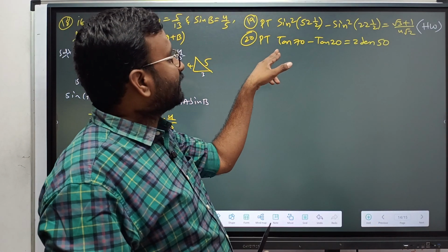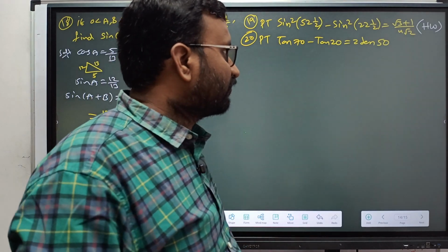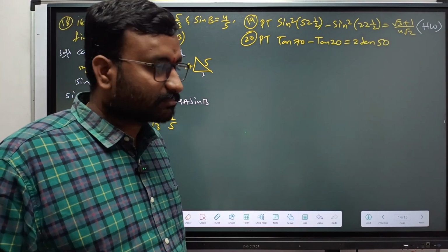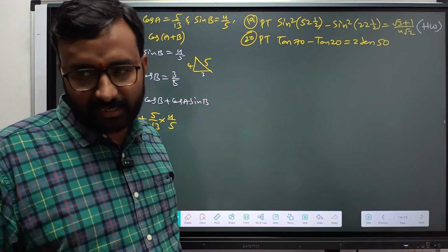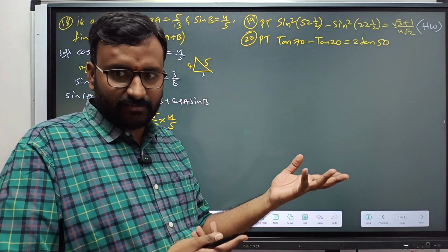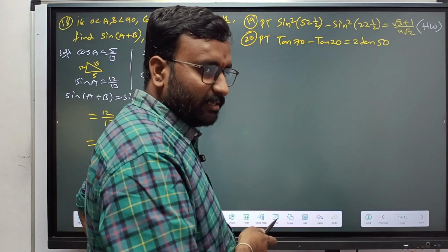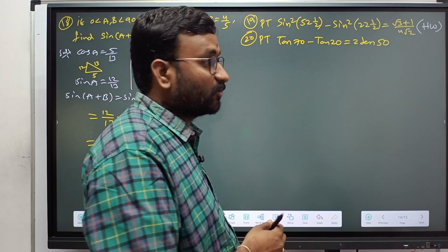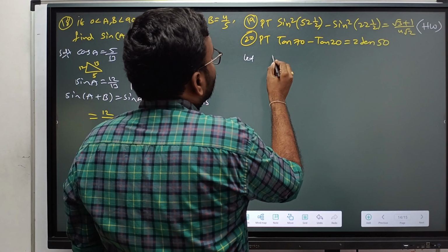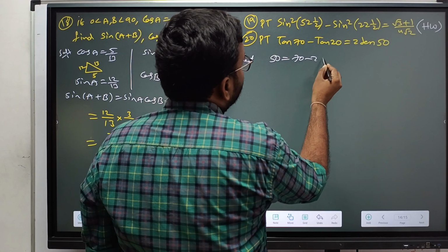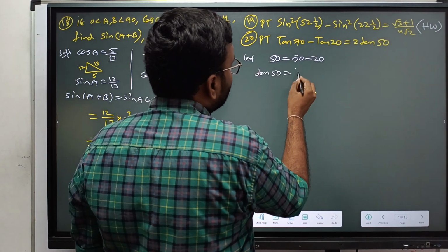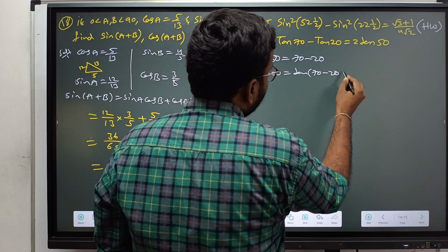Next, prove that tan 70 minus tan 20 is equal to 2 tan 50. This type of question is very important. 70, 20, 50 relation: 70 minus 20 is 50, 50 plus 20 is 70. We have a relation, but here we have minus. That's why it is better in A minus B form. So let 50 be equal to 70 minus 20. Now apply tan: tan 50 is equal to tan of 70 minus 20.